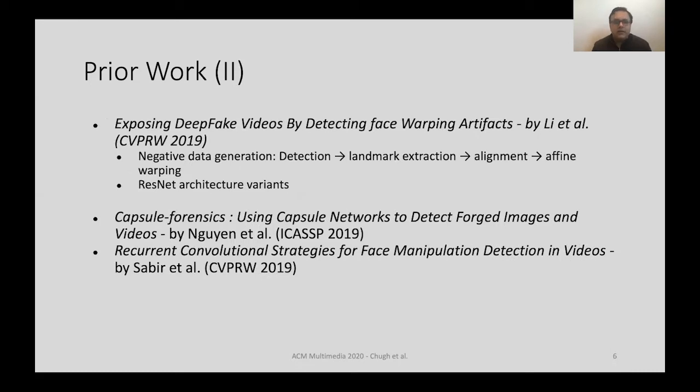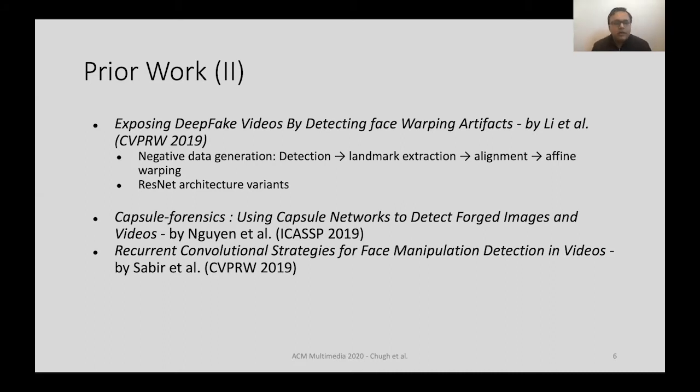Further, Li and others in their other work proposed an interesting idea. They said, well, generally in most of the cases, a manipulated face needs to be warped onto the original face. And in that warping process, there could be some anomalies in the transformation. So they generated negative data by changing these different warping techniques. And they found out that even a standard architecture such as ResNet could be used to predict if in an image manipulation has been done to a face or not.